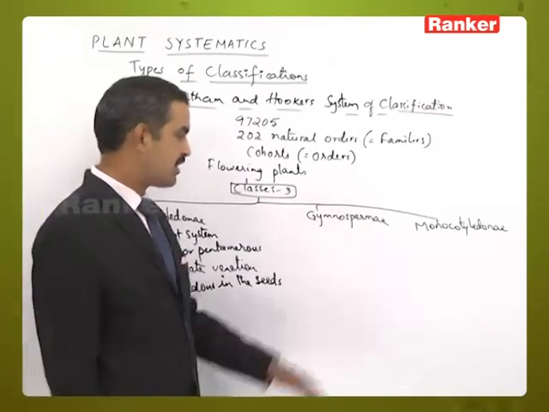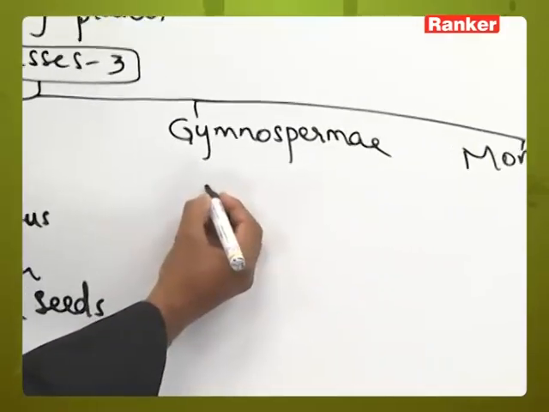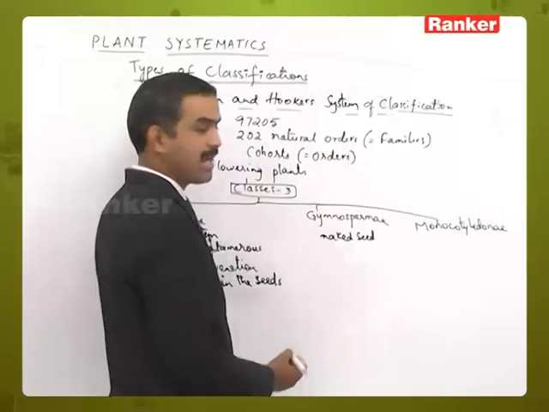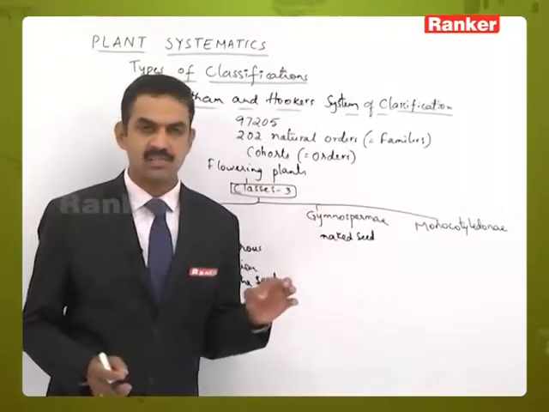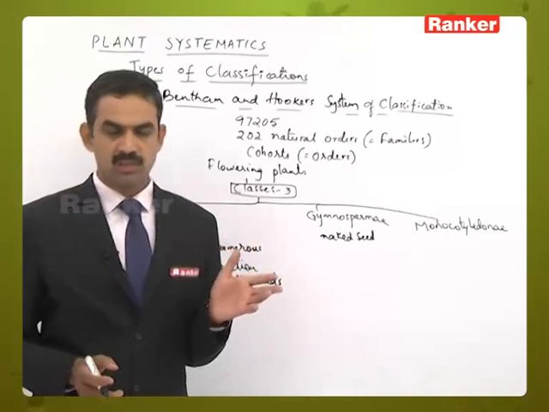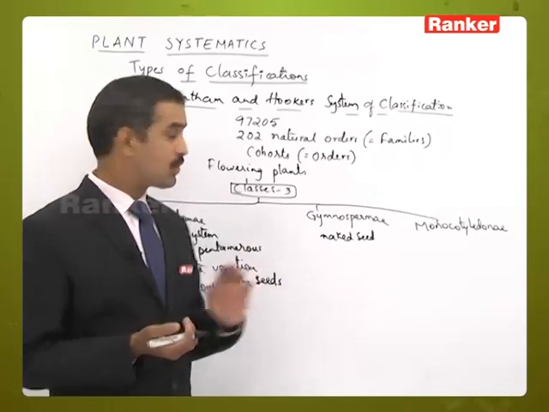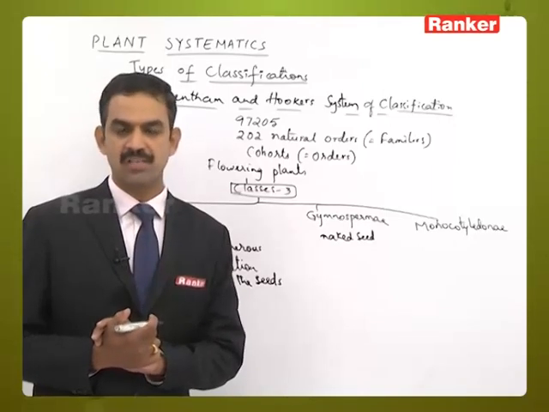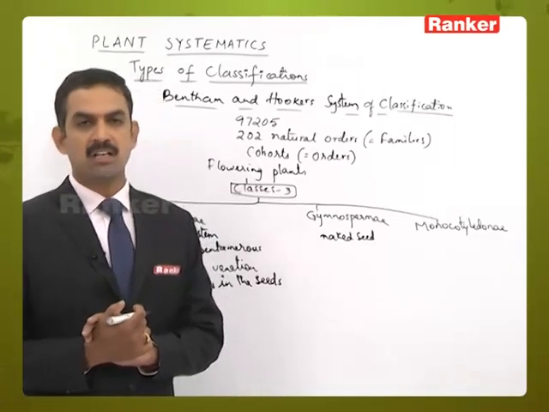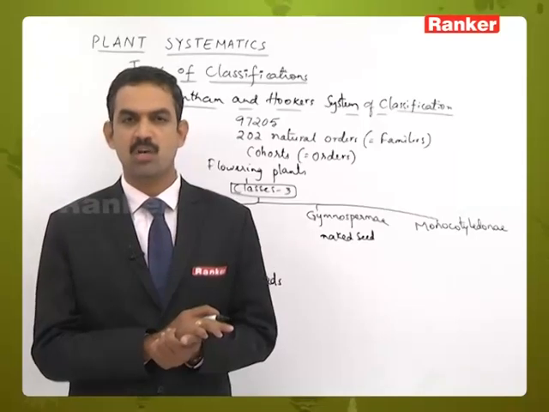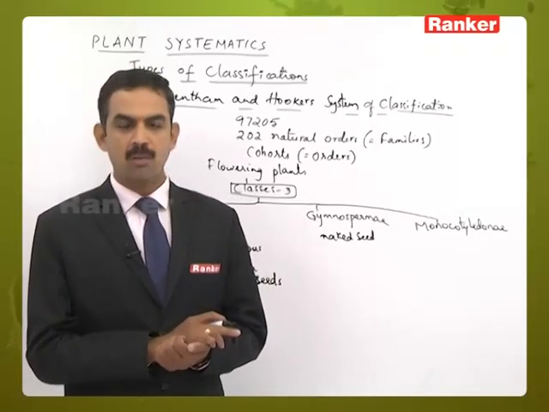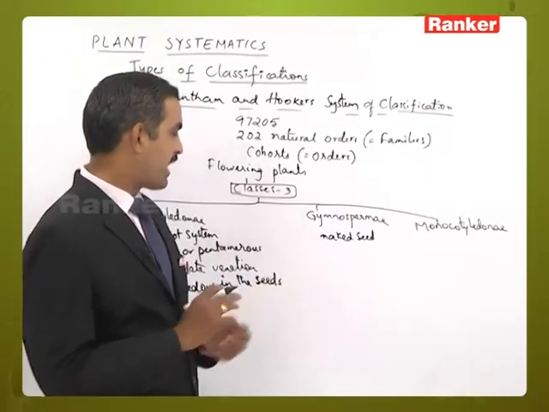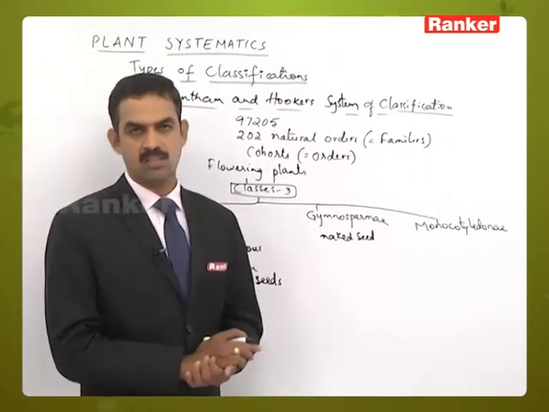Now let us come to Gymnospermae. We know that gymnosperms are naked seed containing plants. They contain ovules, but the ovary is absent. So ovules are converted into seeds as a result of post-fertilization changes, and the seeds are directly exposed to the environment because they do not have a pericarp surrounding the seed. This type of flowering plants where naked seeds are present are called gymnosperms.